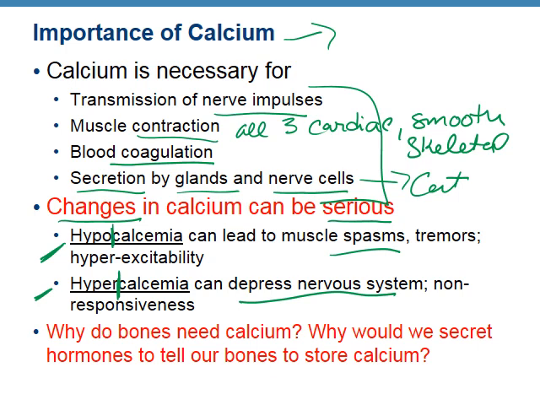So isn't it great? It says, why do bones need calcium? Why would we secrete hormones to tell our bones to store calcium? This is a great system. We don't want too little calcium. We don't want too much calcium. We want just right. So what can we do?